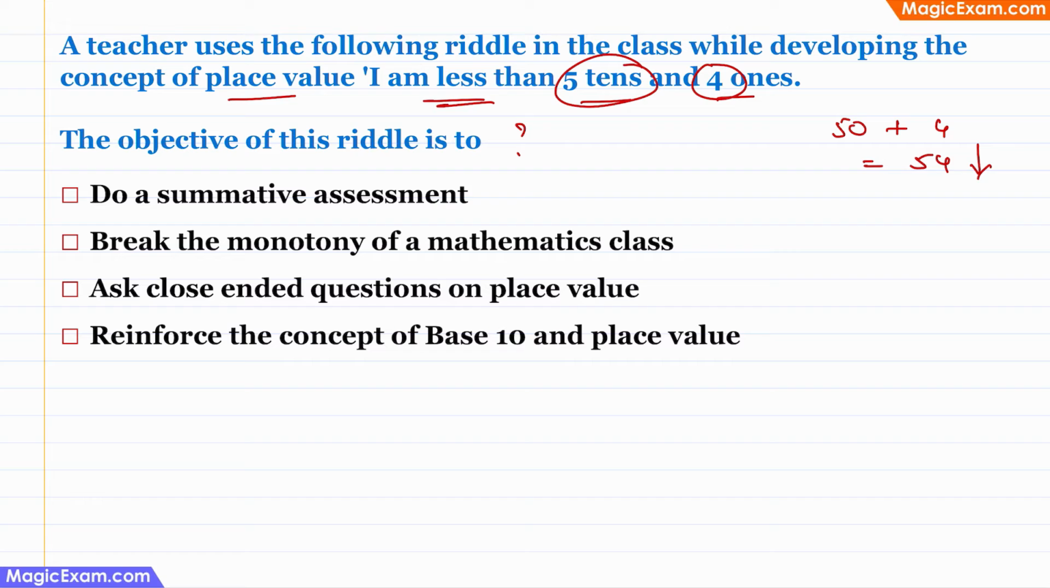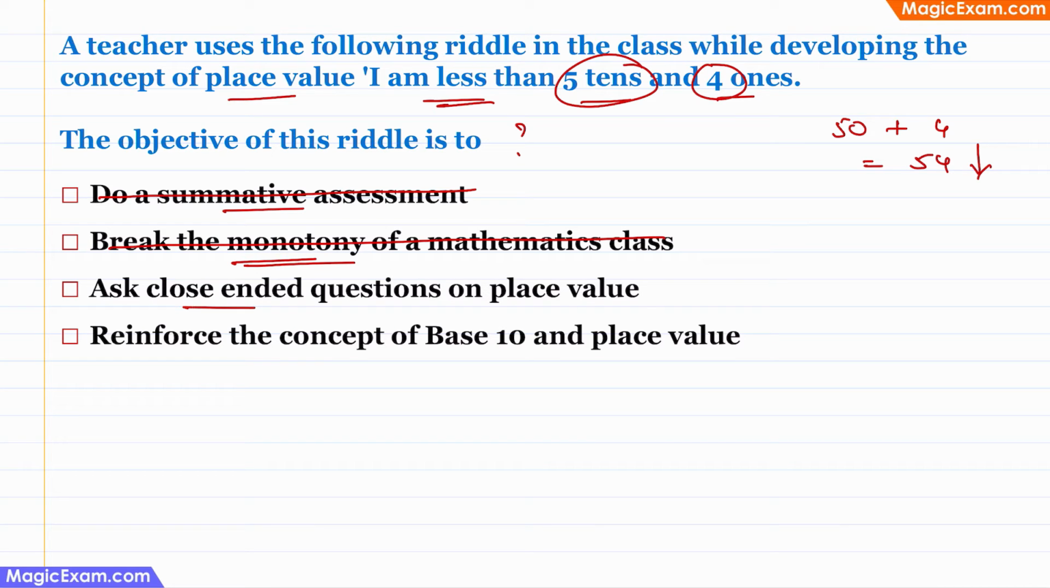Now let's look at the options. Do a summative assessment. Summative assessment is a way of summarizing the learning of the children. This can be a weekly test or a monthly test or an annual exam. So here we are just asking a riddle. We are not doing any summative assessment. Therefore, this cannot be the correct answer. Break the monotony of the mathematics class. This can be a possible correct answer, but this is not a very strong answer, right? So this also can be eliminated.